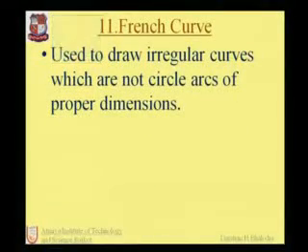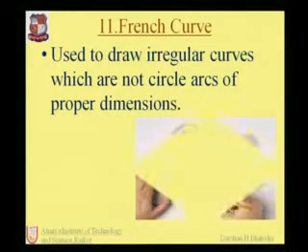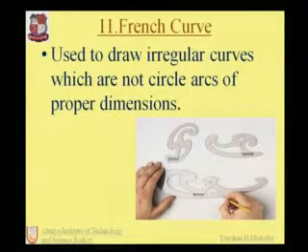Next one is the French curve. The French curve is used to draw irregular curves which are not circle arcs of proper dimensions. In the case of the compass, compasses are used to draw any circle or arc of the desired dimension. If the dimensions are given for circles or arcs, then the compass is used. But if you want to draw arcs of undefined dimensions, meaning there are no proper dimensions for the arcs and other circles, at that time French curves are used.